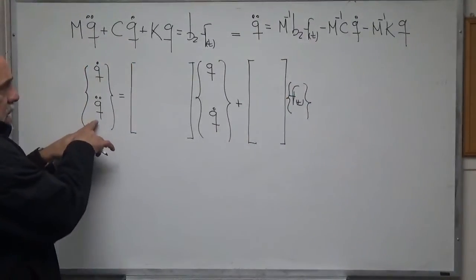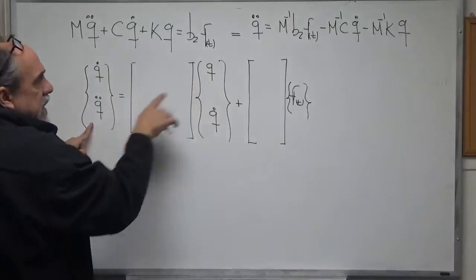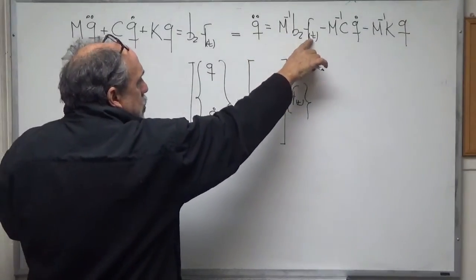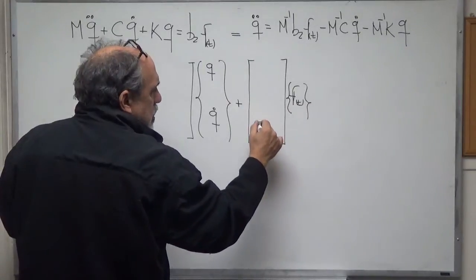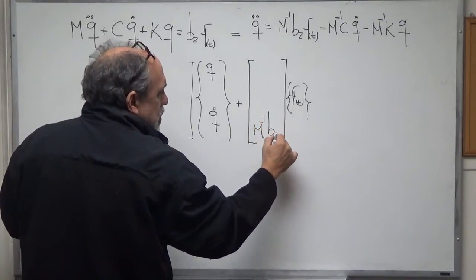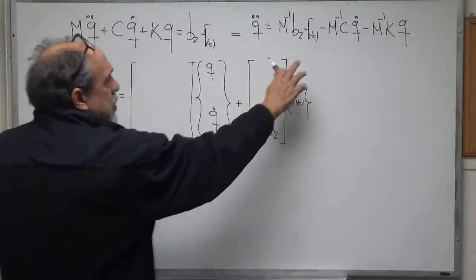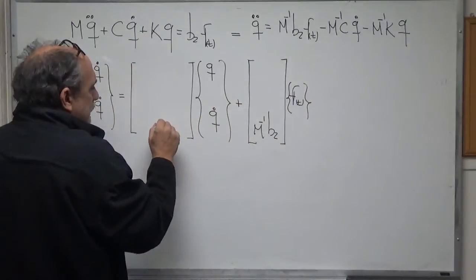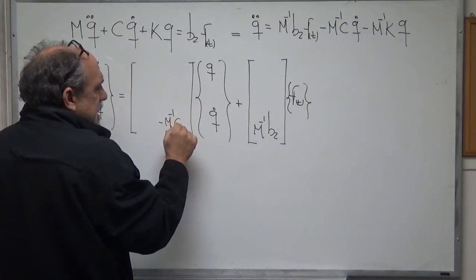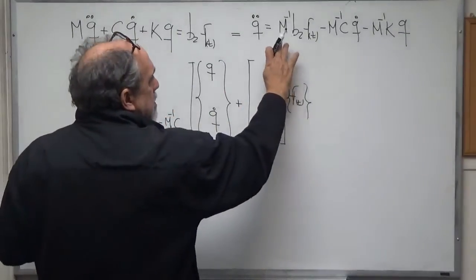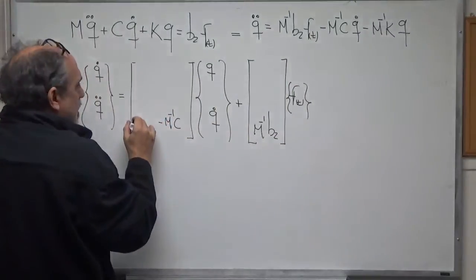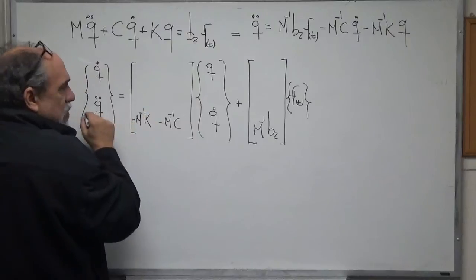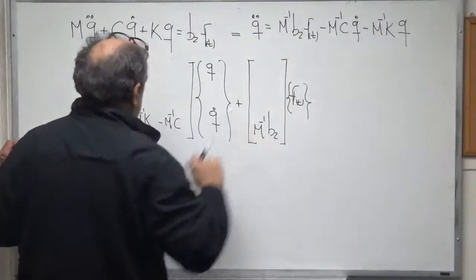So if I come here and I write that, I can see m to the minus 1 b2 times F(t), so that goes here. I also see minus m to the minus 1 c q dot, and I see minus m to the minus 1 k q. So this right here is that equation, right?